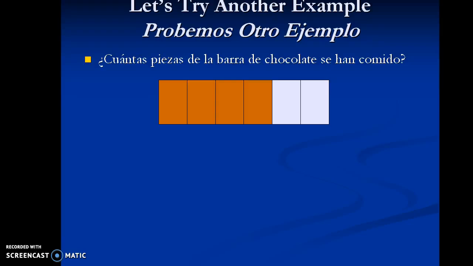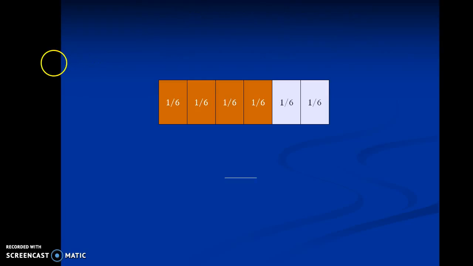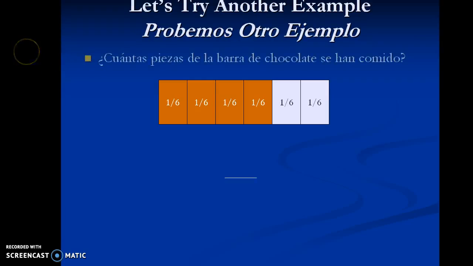How many pieces of the bar of chocolate have been eaten? So how are we going to go about this? Well, as we can see, there are 6 total pieces of chocolate here. 1, 2, 3, 4, 5, 6. So each of these pieces represents 1/6 of the entire chocolate bar. So as we can see, there are 2 missing here.